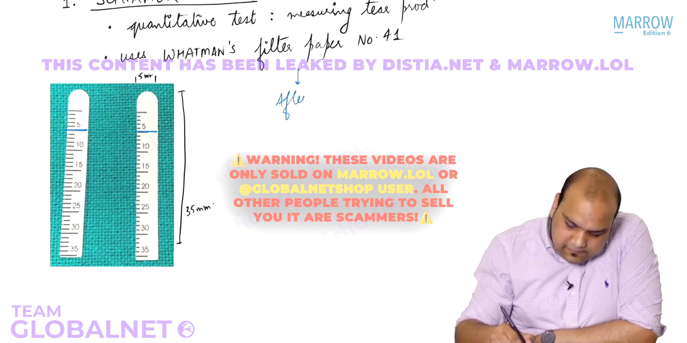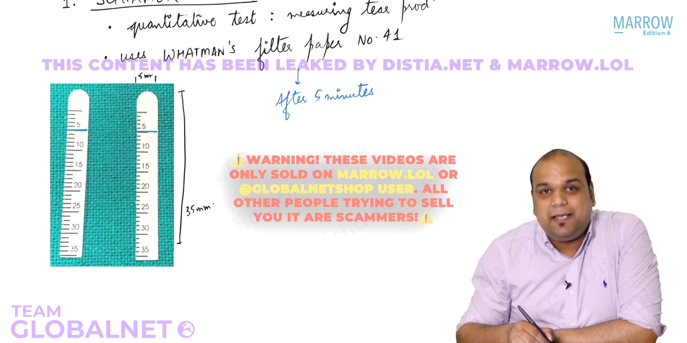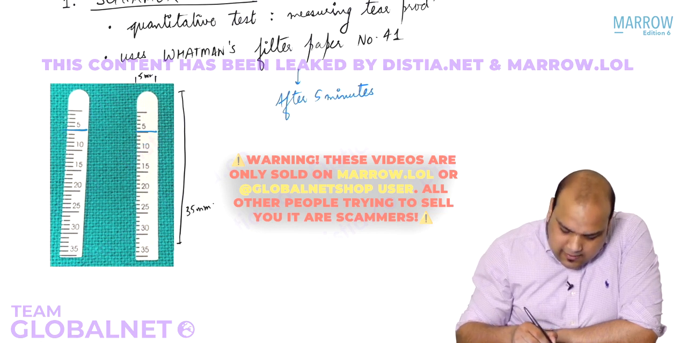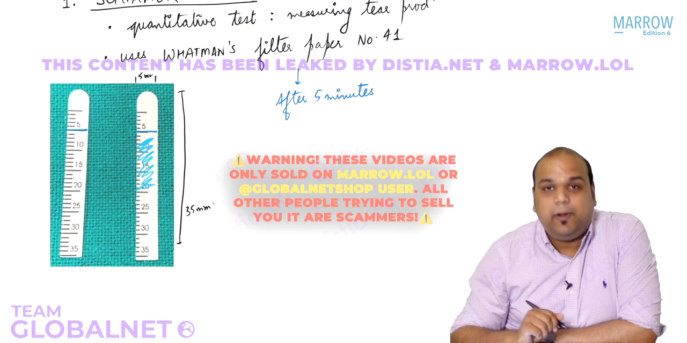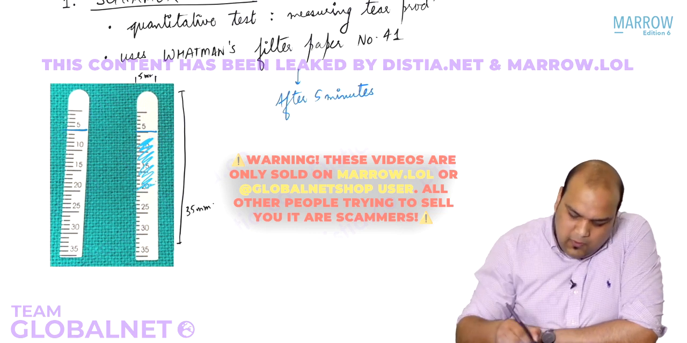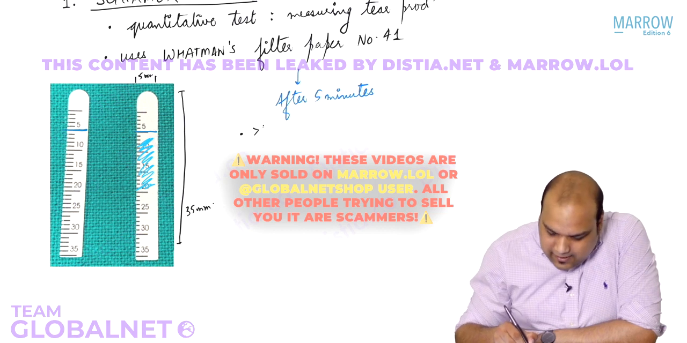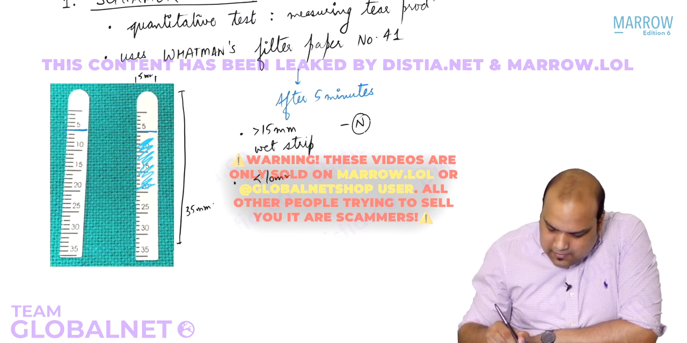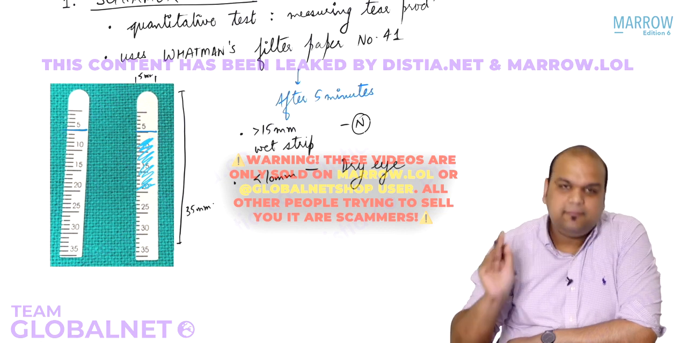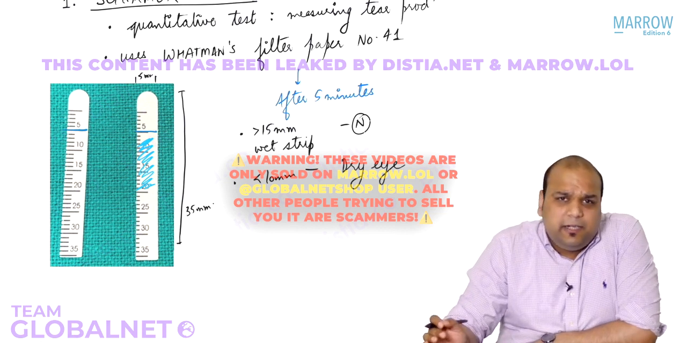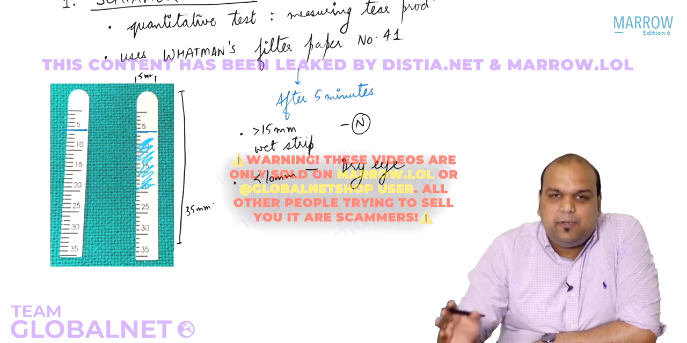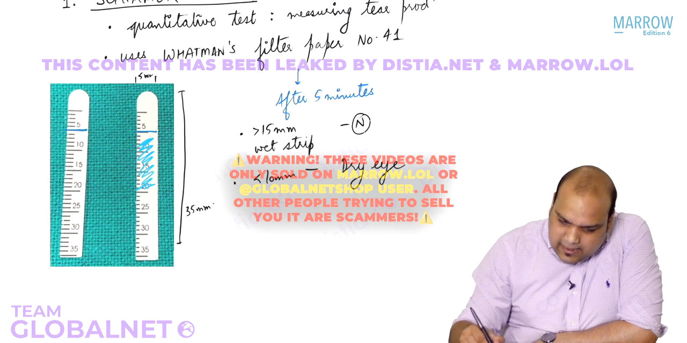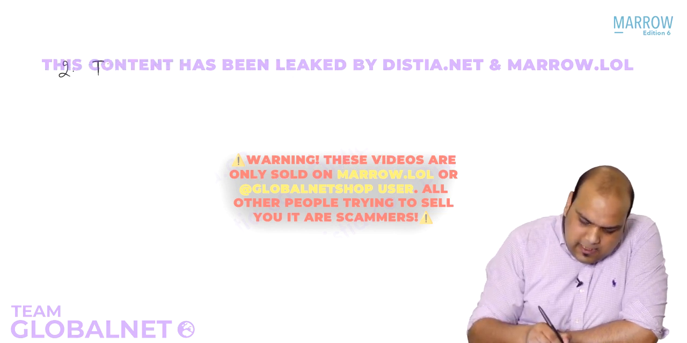After 5 minutes, you will see how much of this strip has become wet. Okay, so let's say this much of the strip has become wet, 20 mm. Okay, so we know that there is no dry eye. Greater than 15 mm wet strip means normal. But if it is less than 10 mm, then we know it is dry eye. Am I clear to everybody? No confusion. So simple quantitative test, that is Schirmer's test based on the strips that you can see in the image. Done?